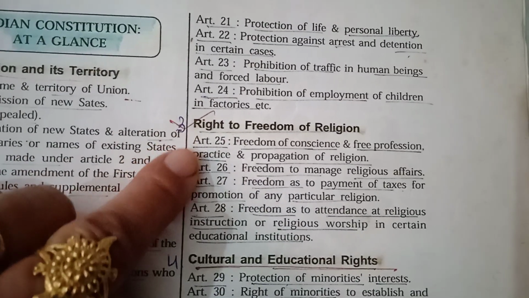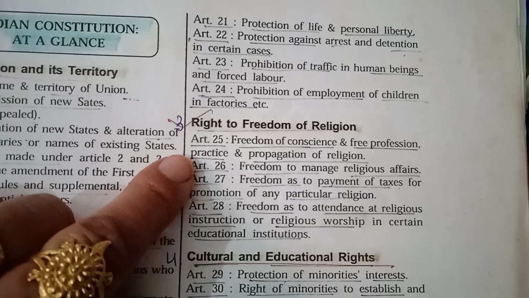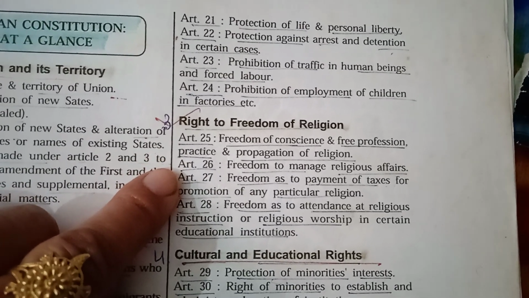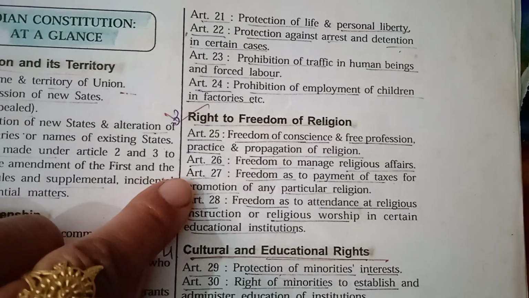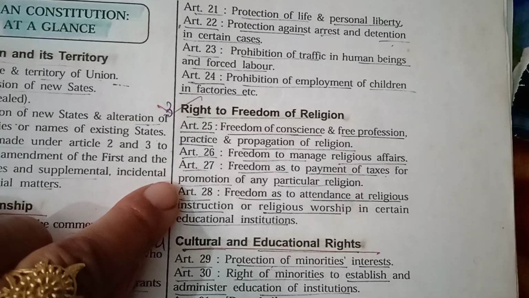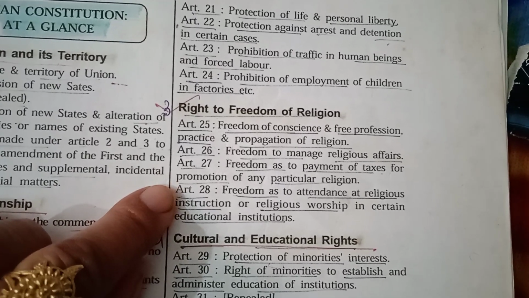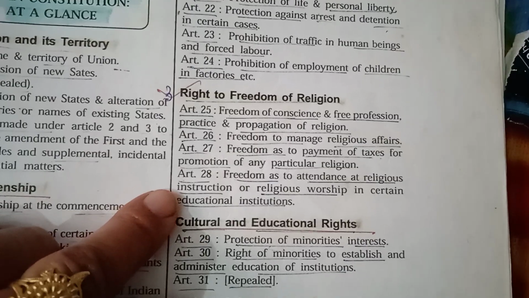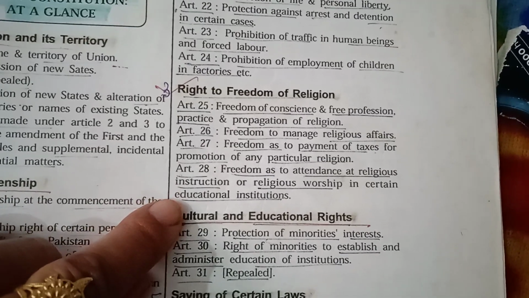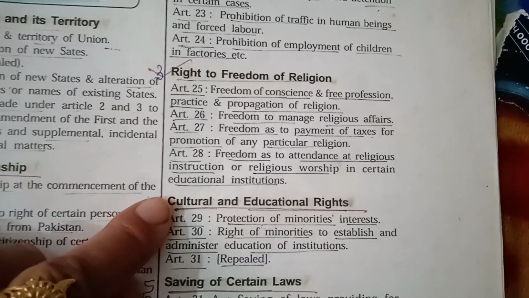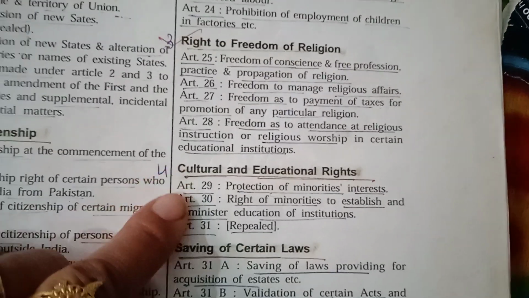Right to freedom of religion. Article 25 is freedom of conscience and free profession, practice and propagation of religion. Article 26, freedom to manage religious affairs. Article 27, freedom as to payment of taxes for promotion of any particular religion. Article 28, freedom as to attendance at religious instruction or religious worship in certain educational institutions.